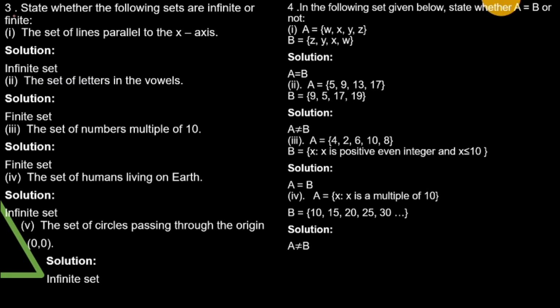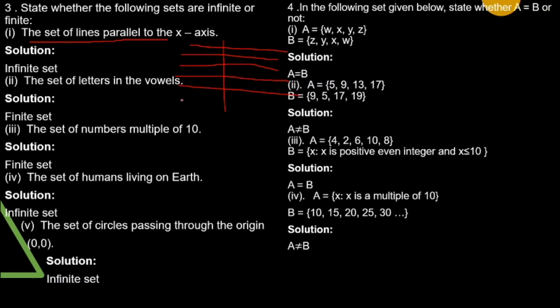Third question. State whether the following sets are infinite. Again, same type it is. Okay. The set of lines parallel to x-axis. If this is my Cartesian system, here we have the x-axis. So, infinite number of parallel lines you can draw, right? There is no restriction. So, infinite set.